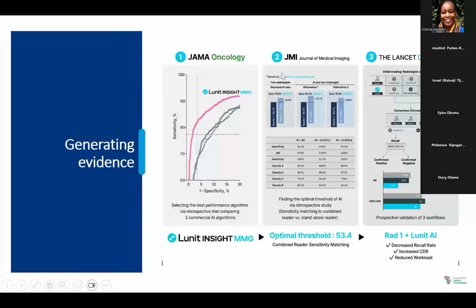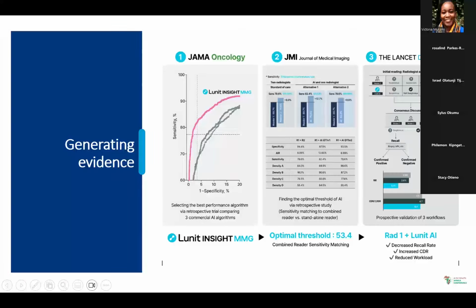On the left-hand side, it's two radiologists with the standard of care. And then on the right-hand side, it's AI and one radiologist, with two different versions of their tool. Okay, and that got them another publication. But this is still not saying it will work in real life. This is saying that under experimental conditions, it looks like it might be as good as a doctor, if not better.